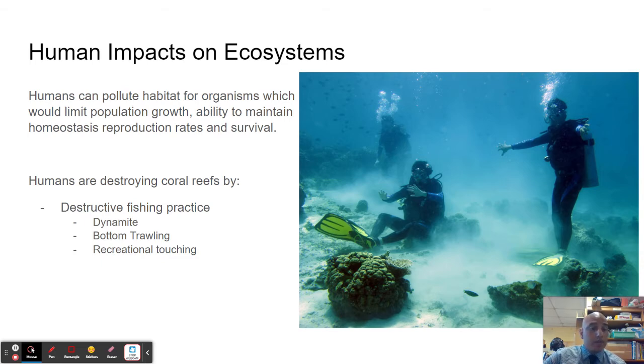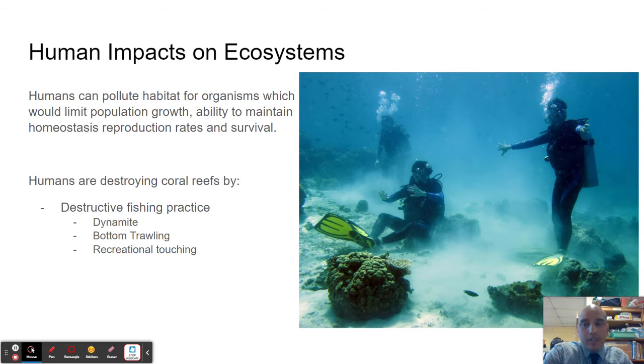All right, water pollutants can stop organisms from growing and reaching their potential growth. Stuff like clams, if there's ocean acidification going on, they won't develop shells, so their growth is stunted. All right. Okay. Now specifically, how can humans be destroying coral reefs?